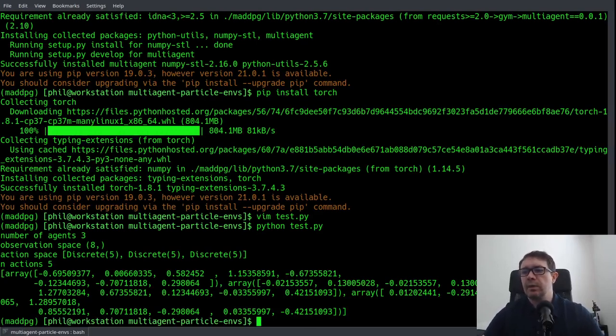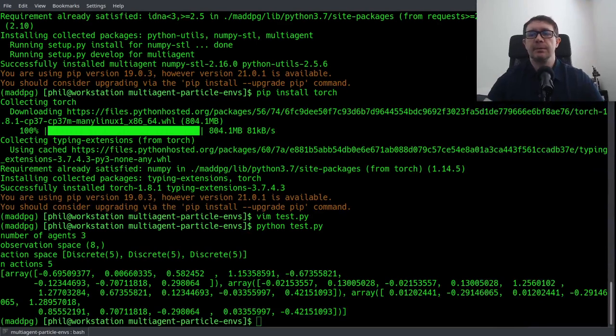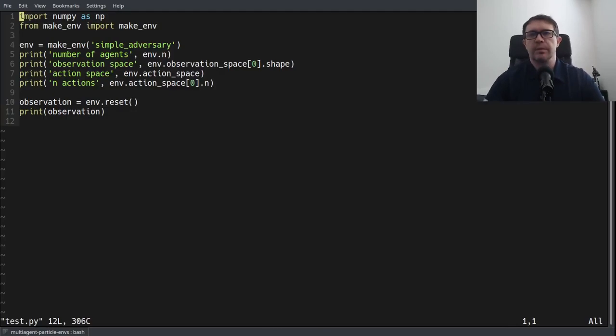And so you can't quite see it through my mug. Actually, let me move my face here for a second. What we see is that we have three agents. So we have the two cooperative agents and the one competing. Our observation space for one of them, it looks like, so for the first agent, is a vector of 8. You know what? Let's do this. Let's try this.